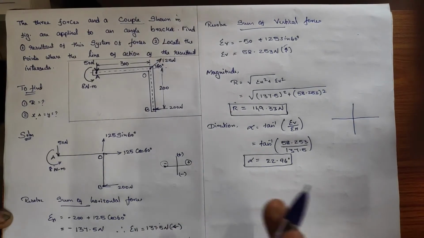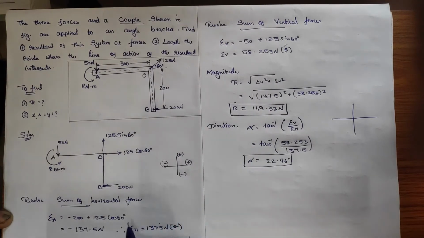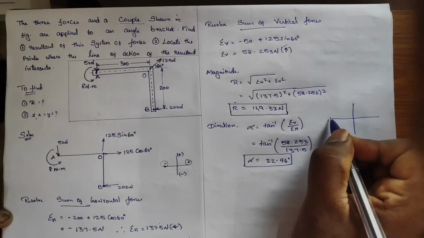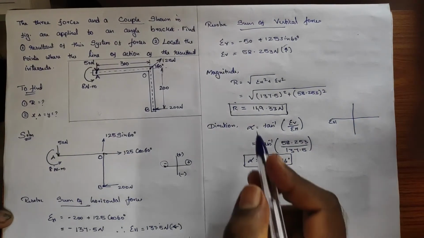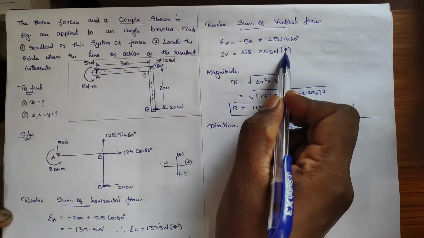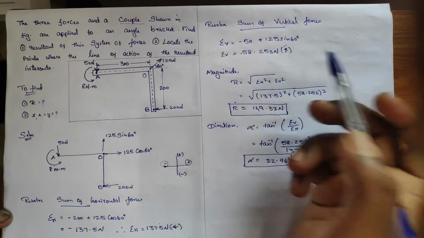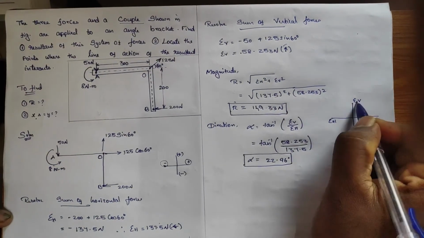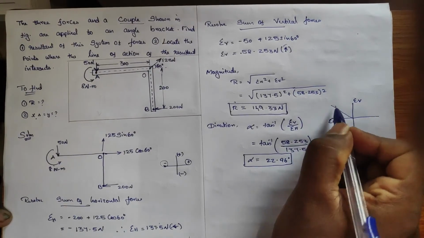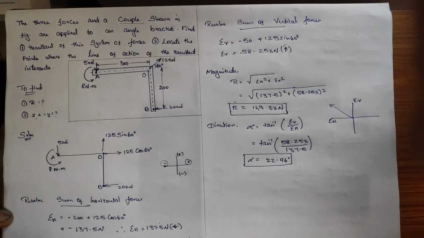identify in which quadrant the resultant force is going to lie. So here the sum of horizontal force is directed toward the left, so somewhere here we are going to have the sum of horizontal force, and the vertical force is directed upward. So in between both the summation of H and summation of V, we are going to have the resultant force. Okay, so keep that in your mind.